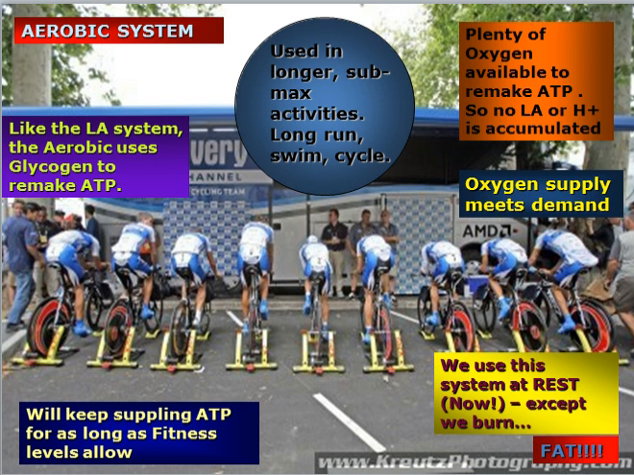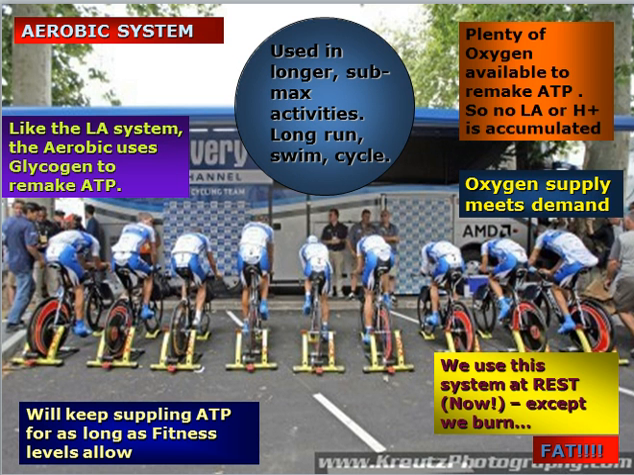It's used in longer submaximal activities, long runs, swims, cycles. There's plenty of oxygen available to remake ATP, so no lactic acid is accumulated. The lactic acid is accumulated because there is no oxygen available. So the oxygen supply meets the demand of the activity. Okay? We will keep supplying ATP for as long as our fitness levels allow.